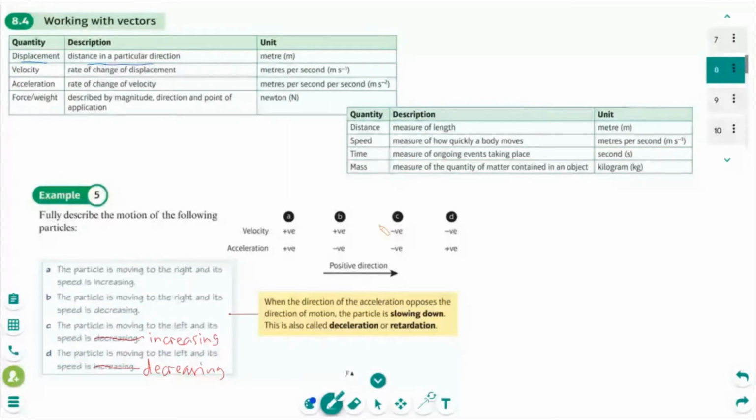Velocity, again, we can talk about speed and direction. So velocity, for example, would be like 5 meters per second due north. That would be a vector quantity.